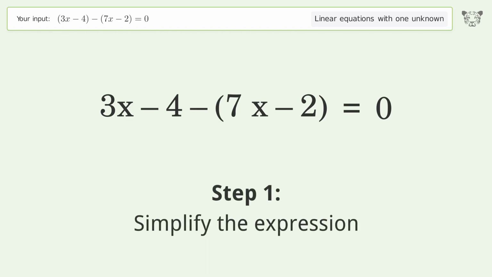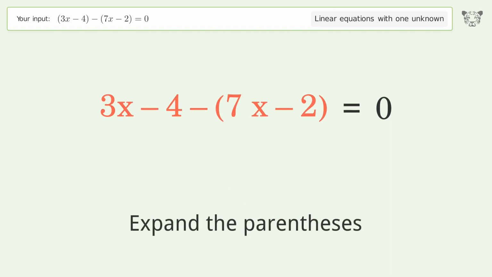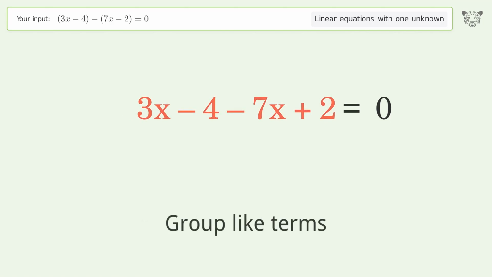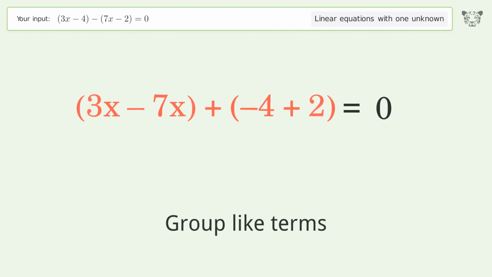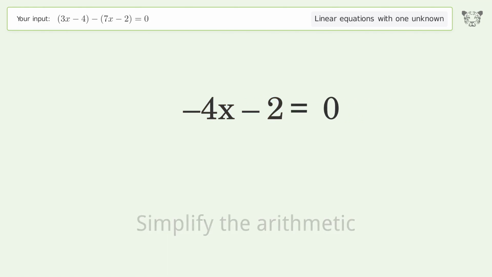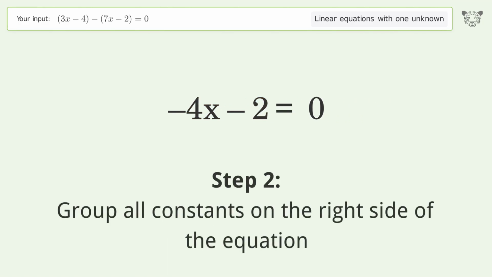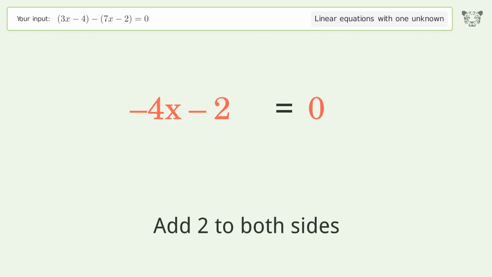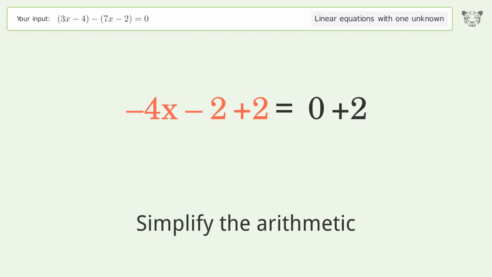Simplify the expression. Expand the parentheses. Group like terms. Simplify the arithmetic. Group all constants on the right side of the equation. Add 2 to both sides. Simplify the arithmetic.